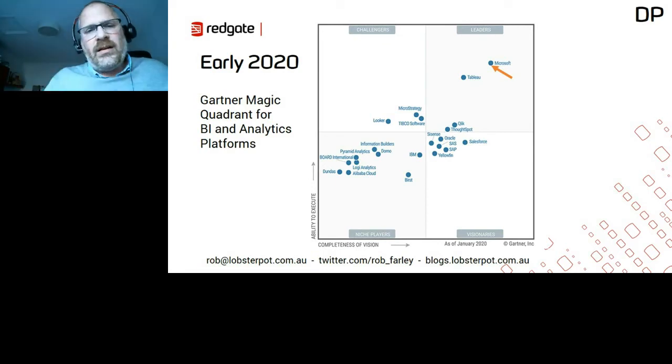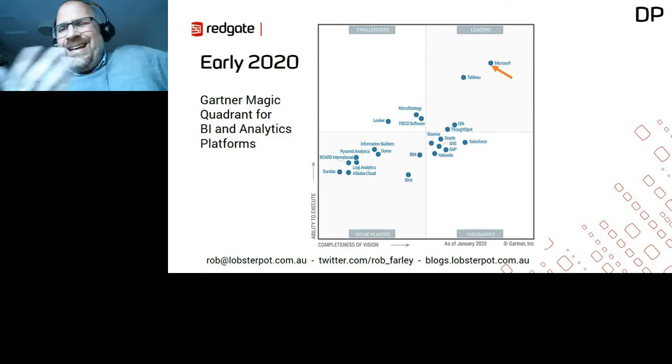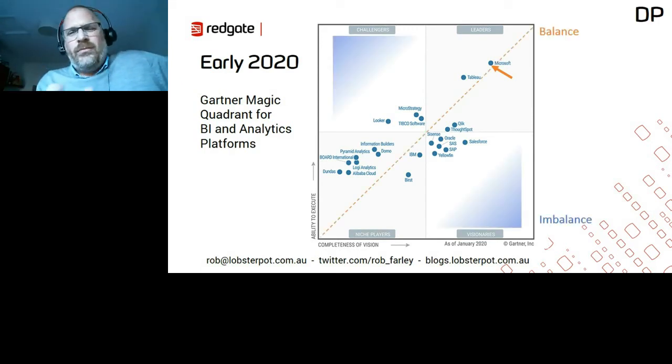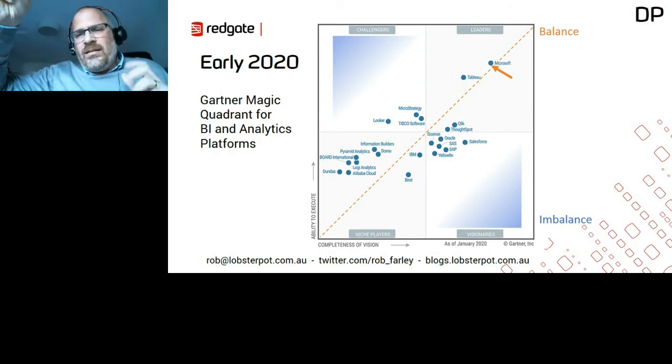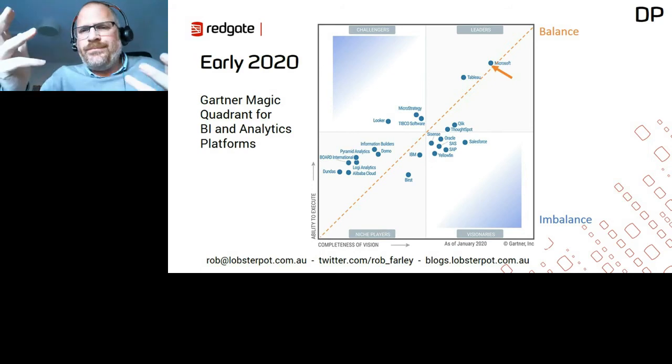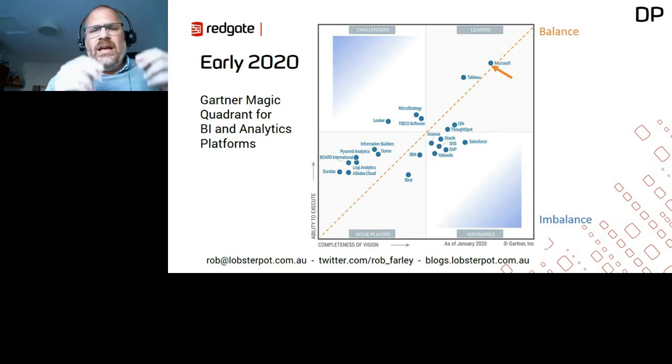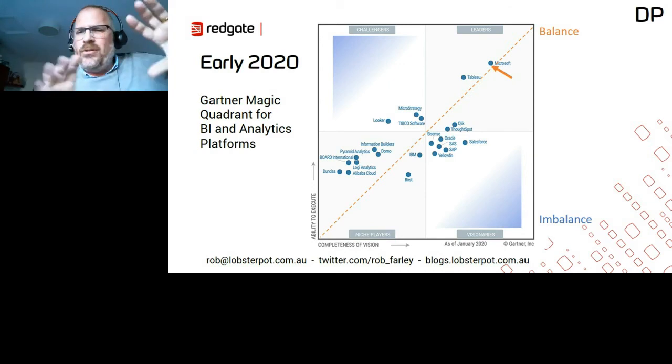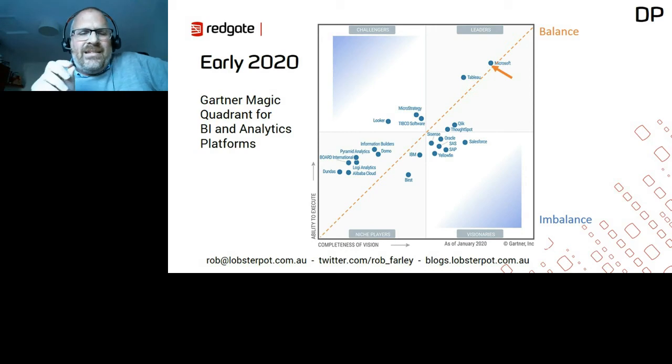I figure if I consider a diagonal line through the middle of this, and I'm sure you're getting how I do this with a whiteboard, easily, they ended up almost right on that balance line where their completeness of vision was matched by their ability to execute. And what I see in these kinds of quadrant systems is that the closer you are to that balance section, the better. Even if you're weaker, if you're in that blue section there that I've highlighted, where you've got imbalance, there's something that's not quite right.